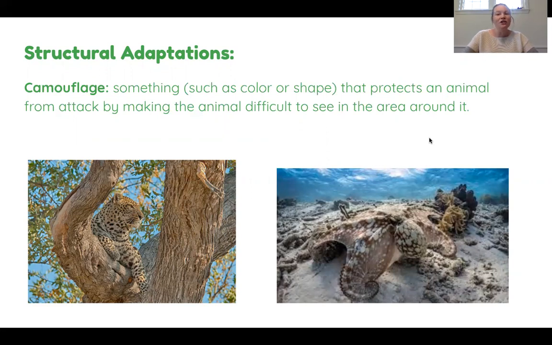Camouflage is something such as color or shape that protects an animal from attack by making the animal difficult to see. Here we can see a leopard. It is camouflaged in the trees. We also see an octopus on the ocean floor that is camouflaged. Animals also use camouflage in order to attack prey.